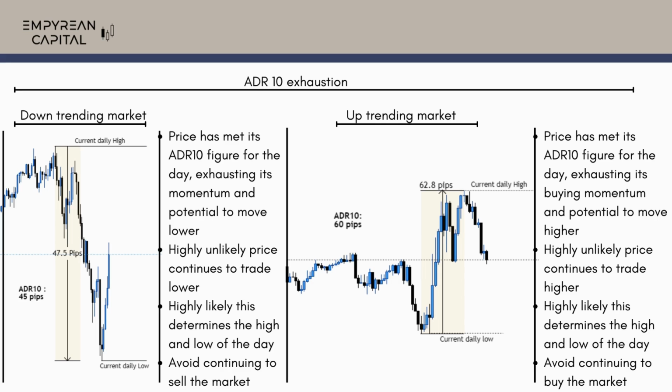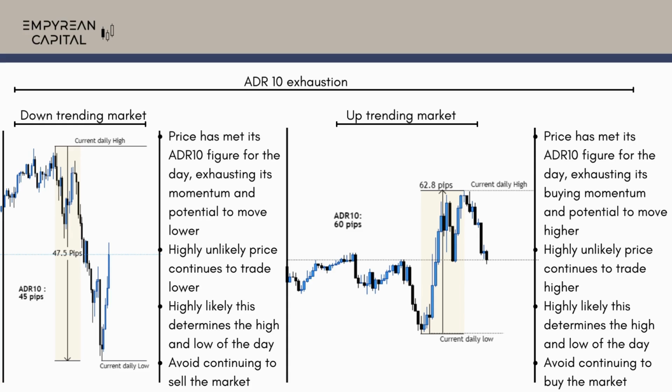So price has already met its ADR10 figure for the day, because the ADR10 figure for the day was 45 pips, and currently the distance between the highest point of the day and the lowest point of the day is 47.5 pips, which means that the downward momentum is exhausted, right? And the potential to move even lower is unlikely, because obviously that momentum has already been exhausted. That expected range has already been met. So what this means is it's highly unlikely for price to continue to trade lower, and it's also highly likely that this determines the high and the low for the day.